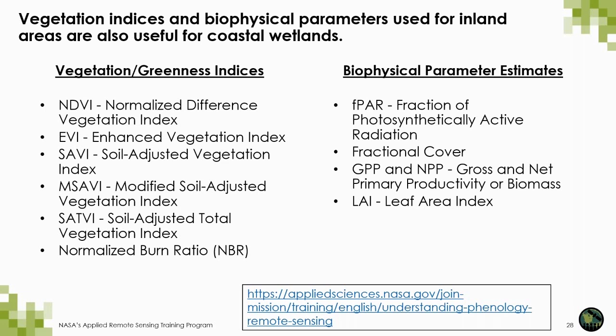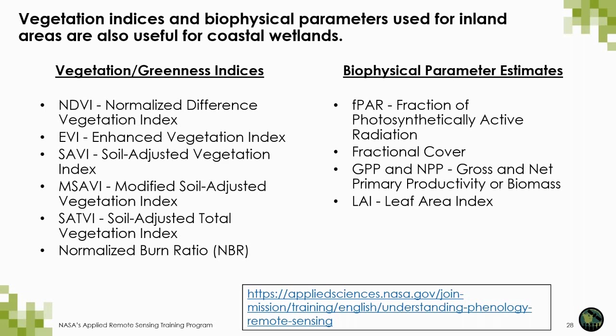Some estimations of biophysical parameters include the fraction of PAR, or photosynthetically active radiation. It's a parameter used in remote sensing and in ecosystem modeling that signifies the portion of the PAR that is actually used by plants. FPAR is commonly used in ecosystem models because it has an important influence on exchanges of energy, water vapor, and carbon dioxide between the surface of the Earth and the atmosphere.